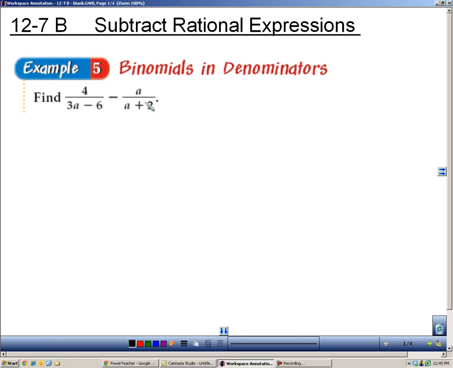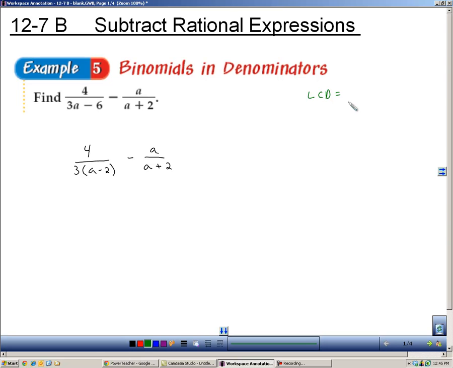Section 12.7b is about subtracting rational expressions with unlike denominators. In this case, I'd like to factor this denominator on the left side by taking a 3 out. And that's going to give me an a minus 2, and that's going to help me determine my common denominator that I want to get.